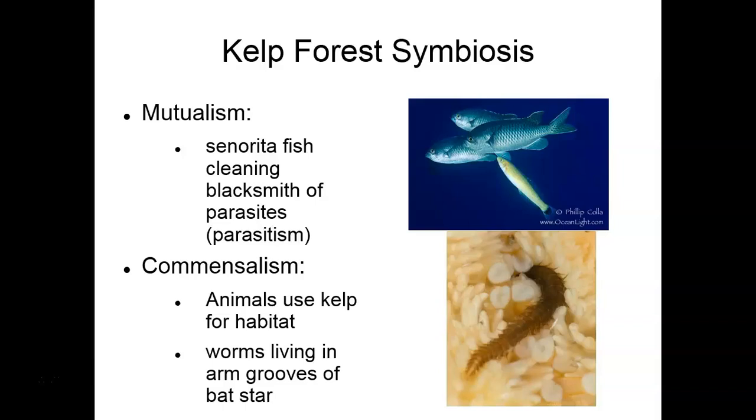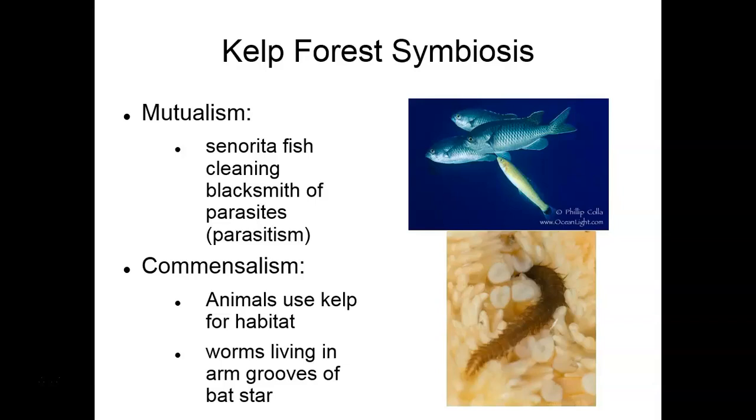So essentially, the blacksmith has parasites, and it comes along to the cleaning station, and the senorita fish comes up and bites off the parasites and makes the blacksmith more healthy, and the senorita fish gets food by eating the parasites. And then there are tons of other examples of mutualism in the kelp forest as well.